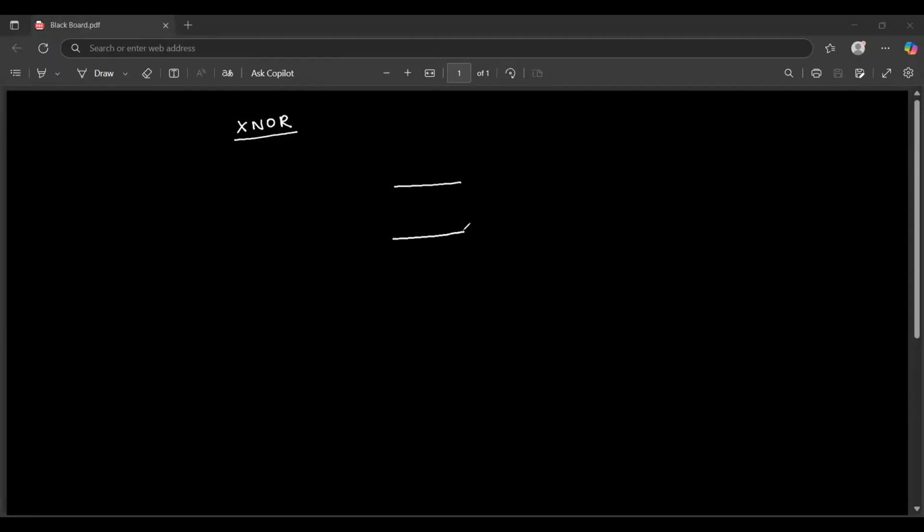We have two inputs. There is an XOR gate, and then it is passed through a NOT gate. The inputs are A and B. The output here will be A XOR B, so the final output will be A XOR B whole thing bar. So this is what we have.